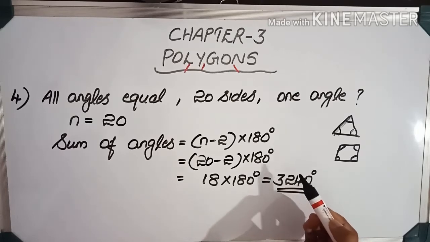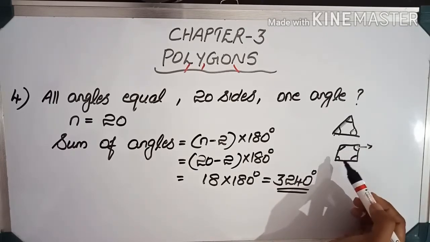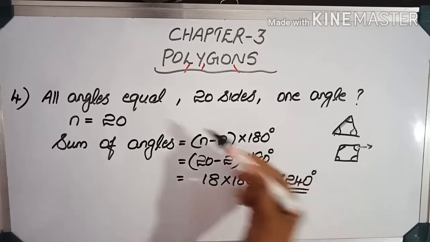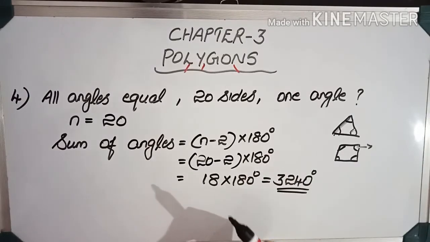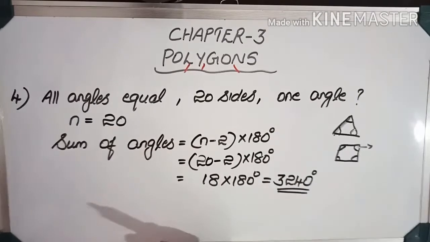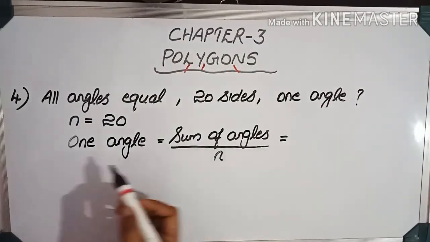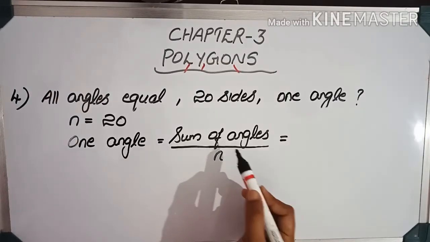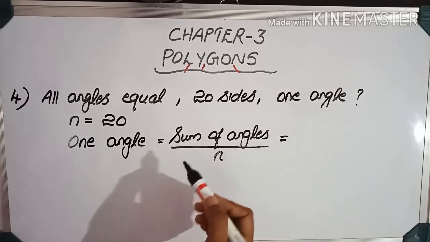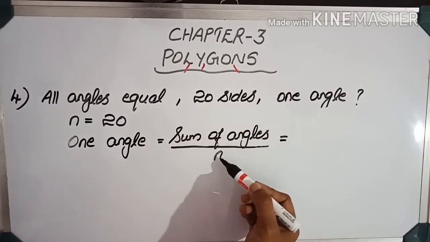Now, in order to find one angle, at least when all angles are equal, we can consider it like this. One angle will be equal to the sum of angles divided by the number of sides. That is the equation: one angle equals the sum of angles divided by n. n means the number of sides or the number of angles. Both will be the same, 20 sides and 20 angles. That's why n here.